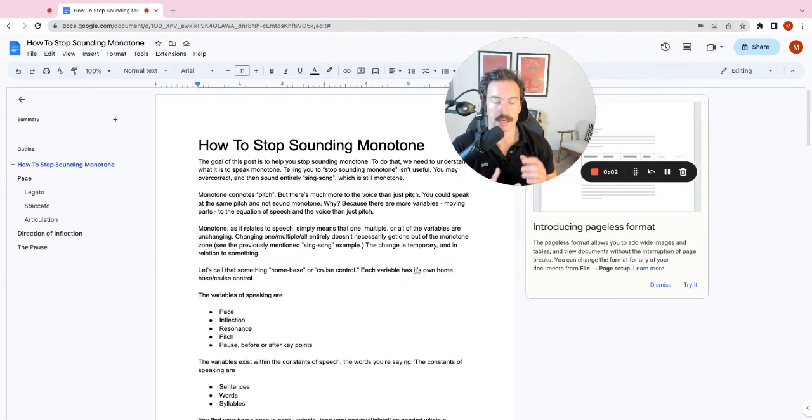Today, I want to take a minute to talk about how to stop sounding monotone and show you all of the various ways that you can break up a monotonous sound. So, like it says right here, the goal of this post is to help you stop sounding monotone, but first we need to understand what it is to speak monotone. Because telling you to stop sounding monotone isn't going to be very useful, at least not for most people.